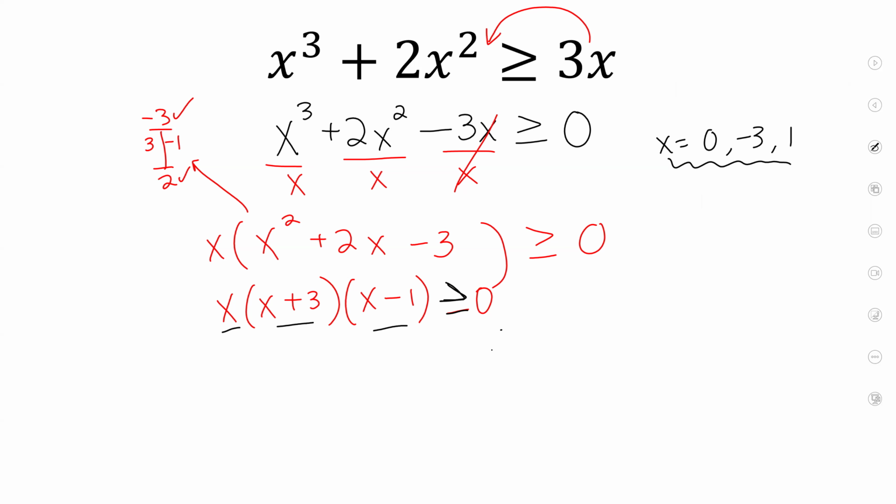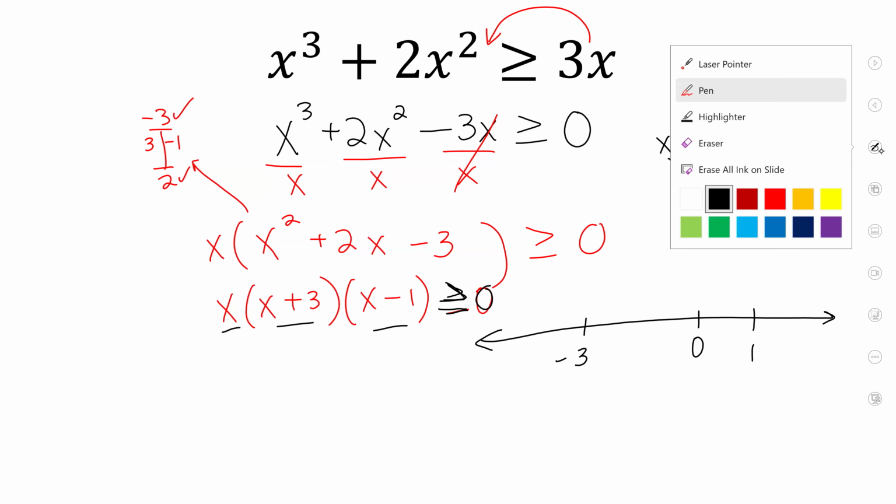So I'm going to put my solutions into a number line from least to greatest. So negative 3, 0 is around here, 1 is around here. I'm going to look at what values would give me greater than or equal to 0 if I plugged it into these factors. Okay, so let's try negative 5.